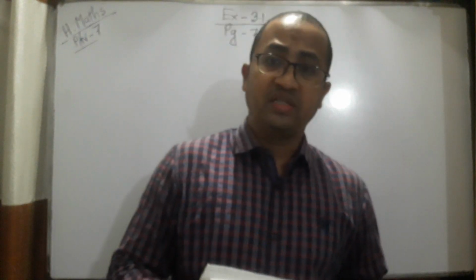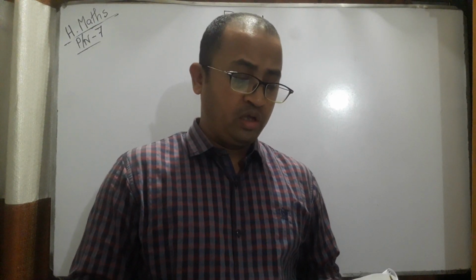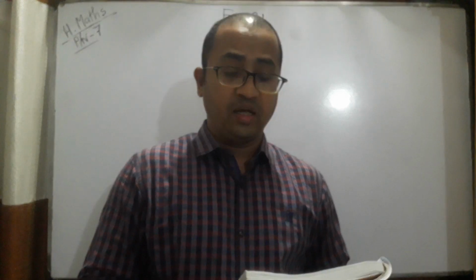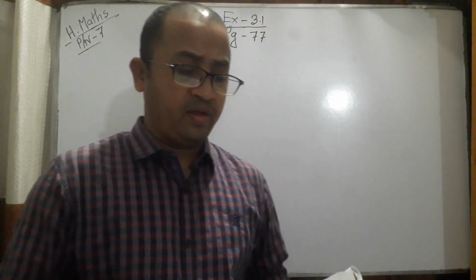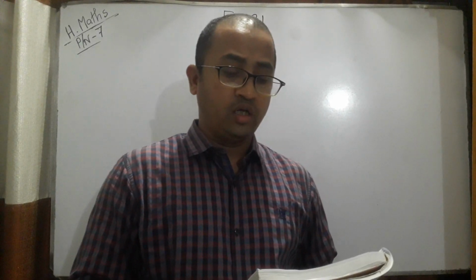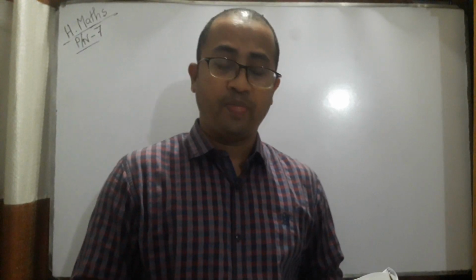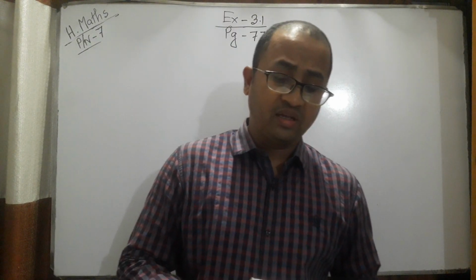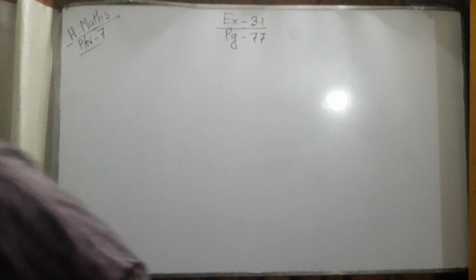Open your book, page number 77, question number 7. If the three medians of triangle ABC meet at G, prove that AB square plus BC square plus AC square equal to 3 into GA square plus GB square plus GC square. Look, it is given three median of a triangle ABC. Look at the board.